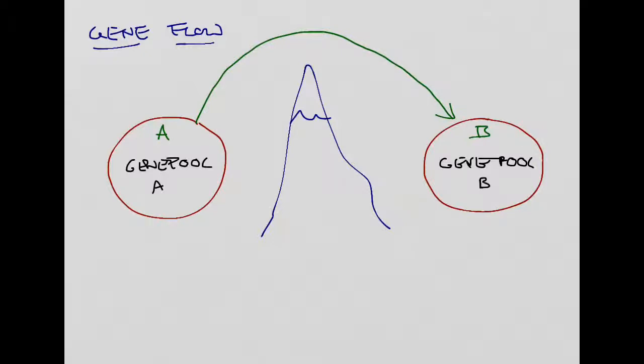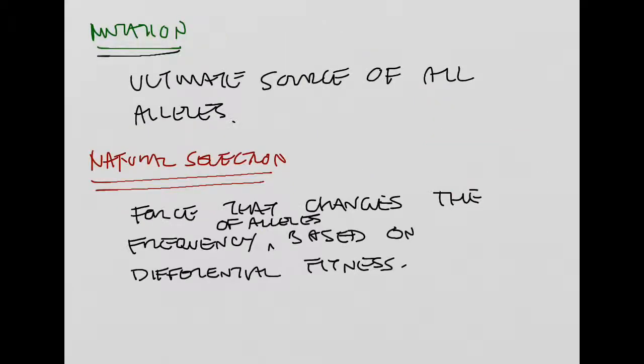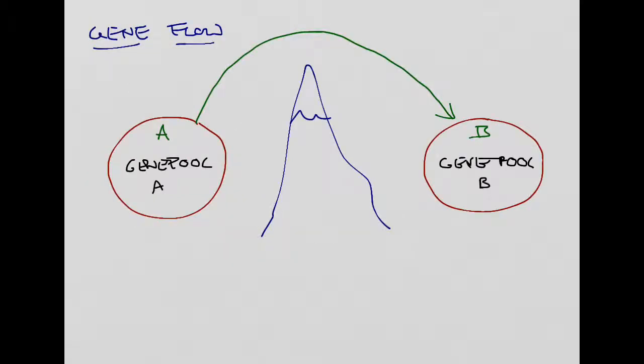And it may have increased the frequency of a particular set of alleles across the population as a result of not natural selection, but because suddenly a whole influx of individuals from A cruised over to population B, and they may have all had, let's say, red beaks. And up to that point, population B had very infrequent red beaks. So gene flow started with mutation and natural selection, but from the perspective of population B, the change in the frequency of the allele did not come about through natural selection and mutations in B. It came about through gene flow.